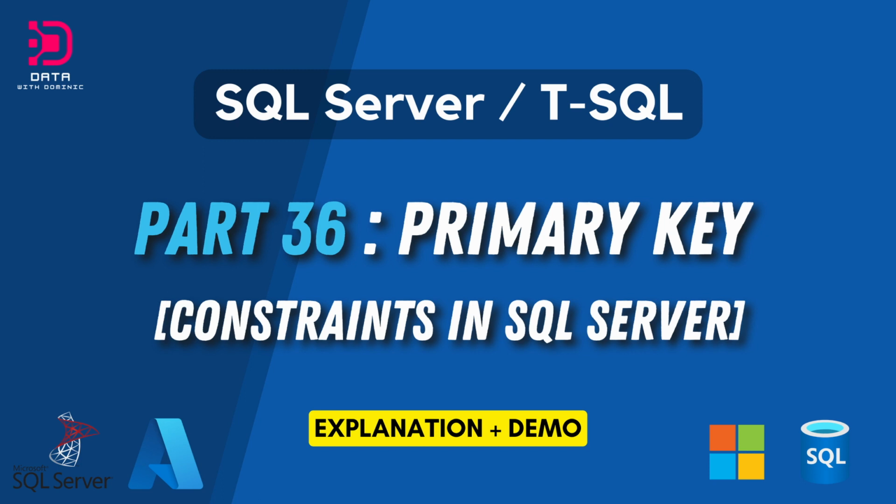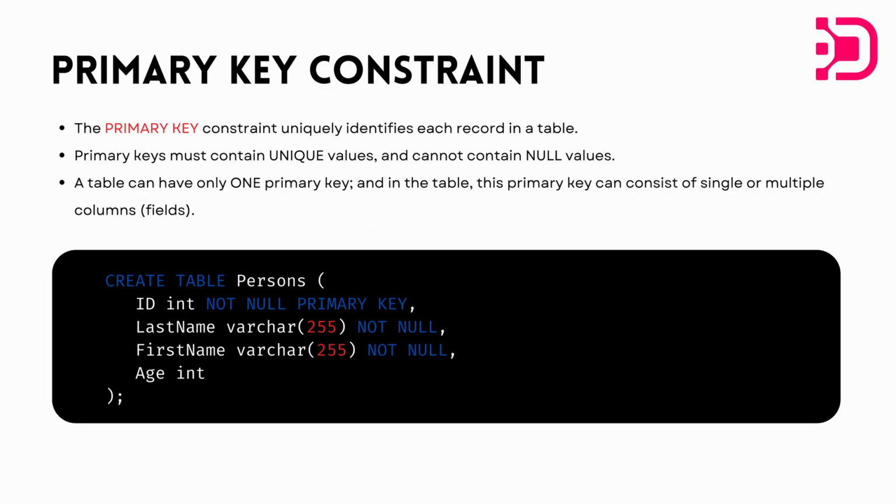Today we're going to be looking at the primary key constraint in SQL Server. So what is the primary key constraint? Basically, the primary key constraint helps us to uniquely identify each record in a table. That means imagine you have a table with a lot of rows of data. Each row is a record. That's just terminology, and you want to be able to uniquely identify each row in that table with the help of the data in one of the columns of that row.